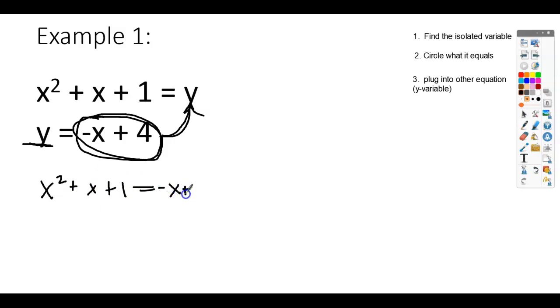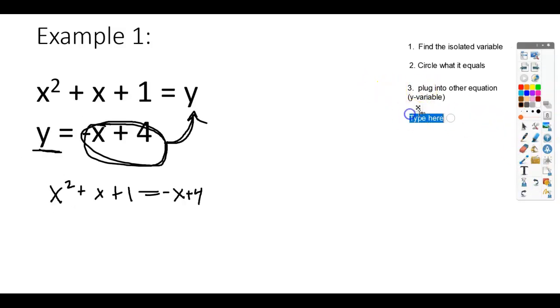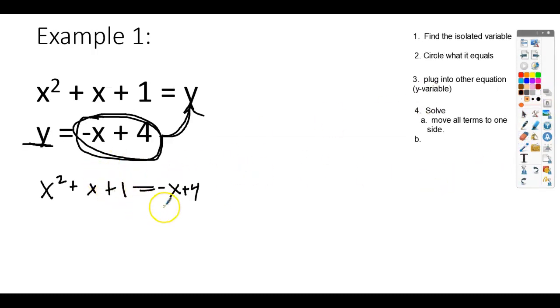Now, since we're dealing with quadratics, not linears, the next step is to solve it. But to do that, we need to keep in mind a few things. First of all, we need to move everything to one side. Okay, so let me show you what I mean by that. I'm going to add the x to both sides like this.